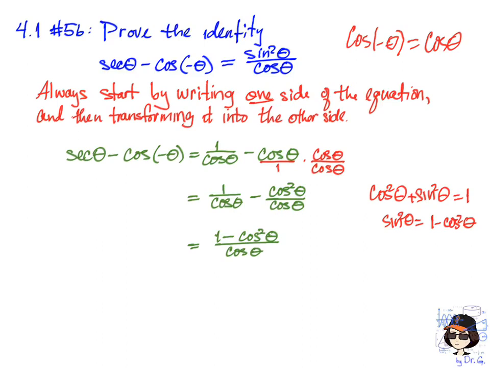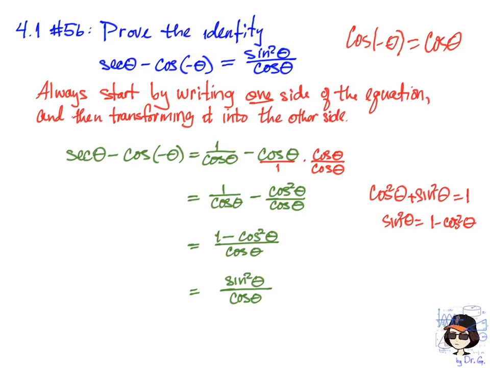In our fraction, we have a 1 minus cosine squared theta in the numerator, and we can replace it with just a sine squared theta. So let's do that. I have sine squared theta over cosine theta. And that's exactly what we wanted. We wanted that to be on the right side.